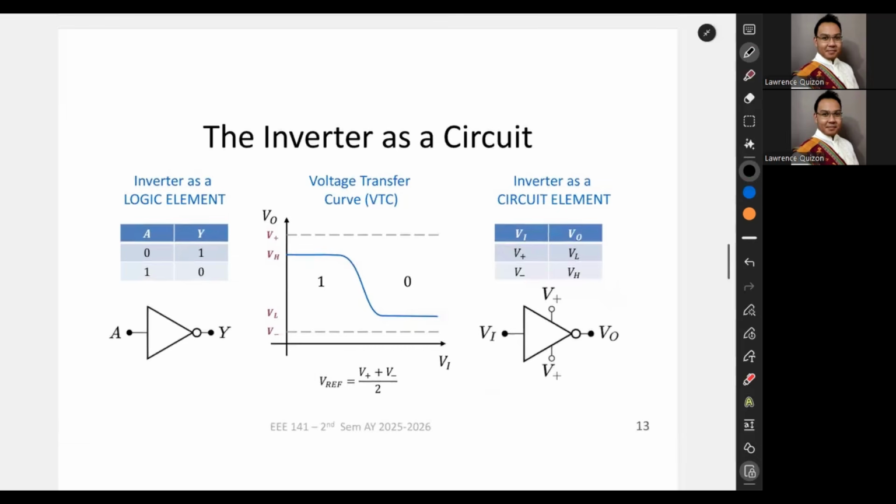So finally, we introduce the inverter, which is something we use the BJT as a switch for. The inverter as a logic element has this behavior: if you put in a 0, you get a 1. If you put in a 1, you get a 0. But practically, in the real world, there is no actual 1 and 0. What we have is a high voltage and a low voltage. So if we put in a high voltage and a low voltage, we're supposed to get a low voltage and a high voltage, respectively, if we treat the inverter as a circuit element. An important property of the inverter is the voltage transfer curve as shown here.